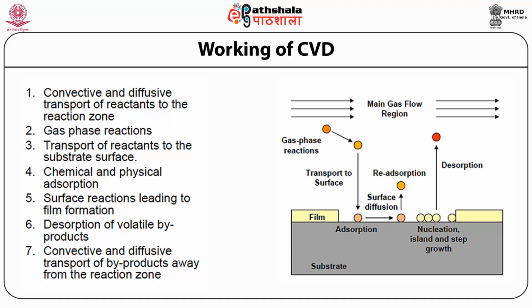In this diagram it has been shown in a more elaborate way that some of the reactions happen in the gas phase, and adsorption takes place, and then these atoms can diffuse along the surface and form a layer as shown here, and the undesired molecules desorb and go out of this tube.